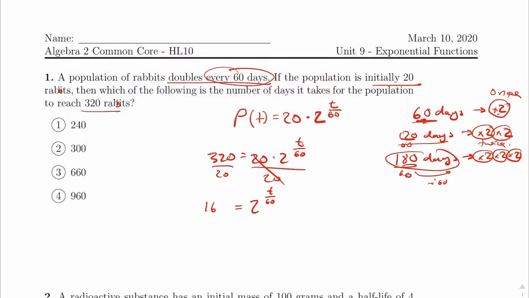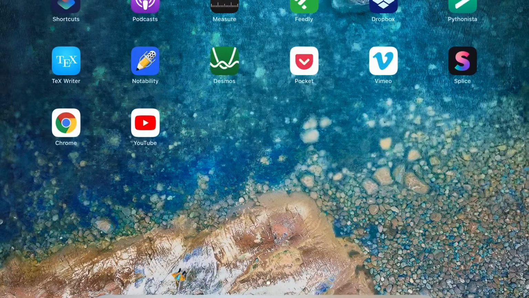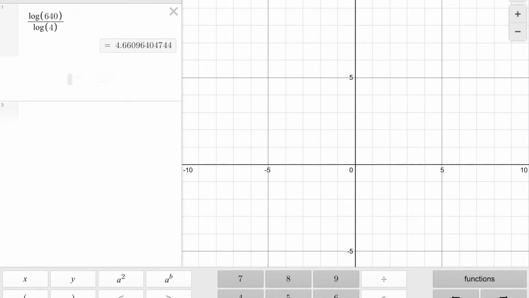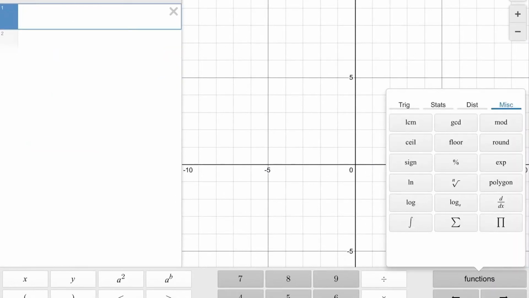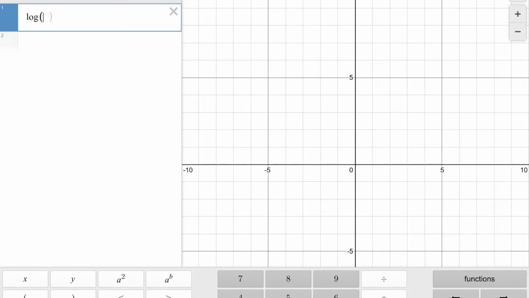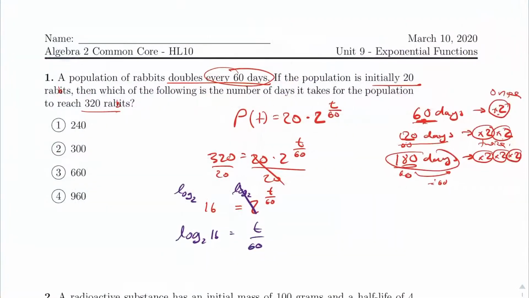Now we do a log base 2 on both sides to cancel out that base of 2. So this becomes log base 2 of 16 is equal to t over 60. If we do log base 2 of 16, that's going to look like this on your calculator: functions, miscellaneous, log, and then 16 is the main number, and then we divide by log of the subscript, which was 2. So that's 4. So we get 4 is equal to t over 60.